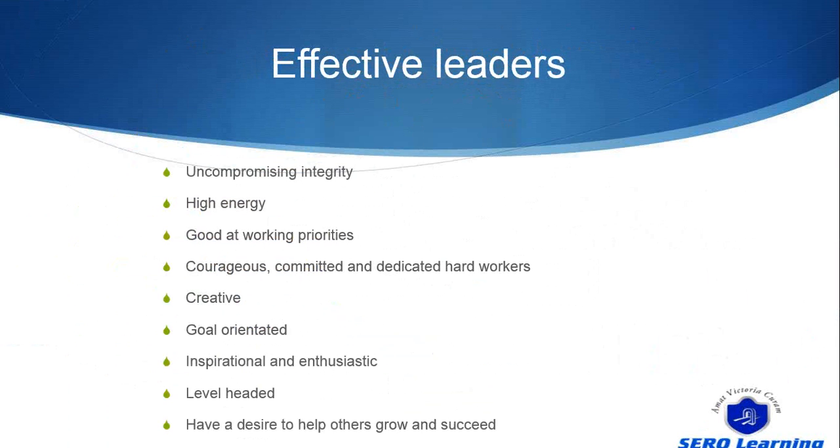Uncompromising integrity, a lot of energy. They tend to be people who are good at working priorities. They're committed, hardworking, can be creative. I think we said this in the earlier slide. You look at people who are going to be goal-orientated. They get things done. They have an ability to inspire and create enthusiasm in other people, whilst at the same time, they don't get upset and remain level-headed. People who work well in a crisis make good leaders. You don't want the ship sinking and the captain jumping off the ship first, do you? People who are level-headed make effective leaders. And of course, having a desire to help others grow. A good leader is somebody who invests their time and energy in the people they're working with to help them to grow.